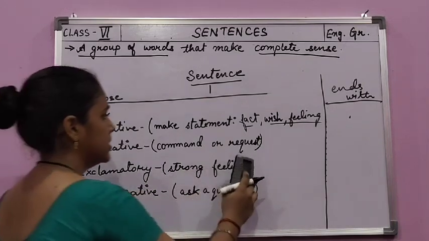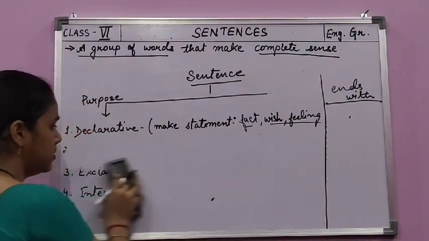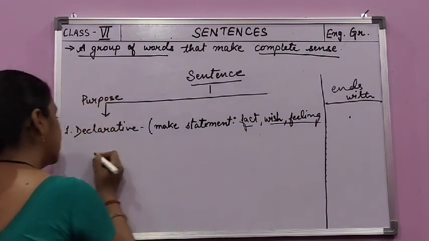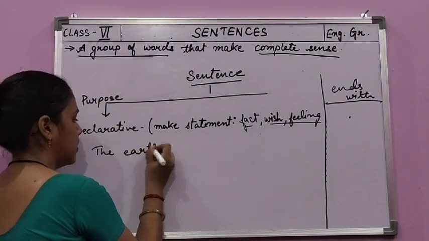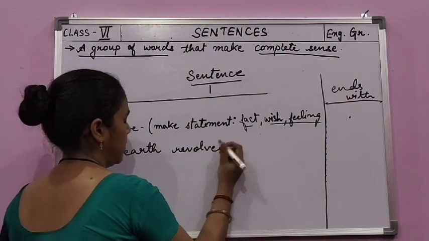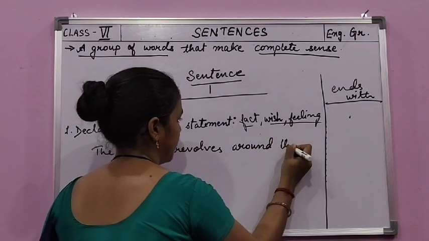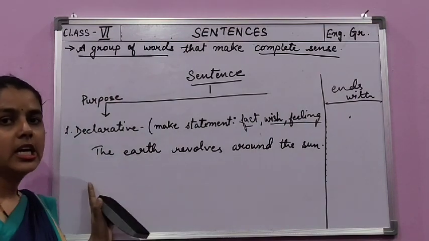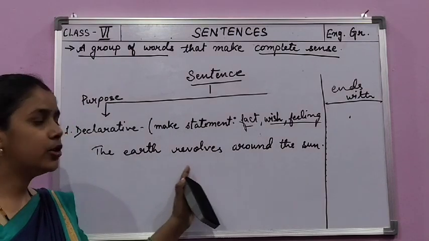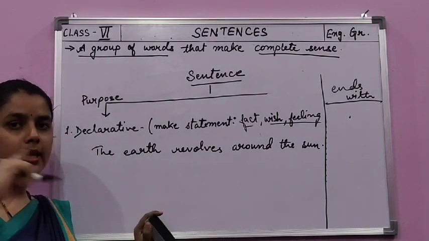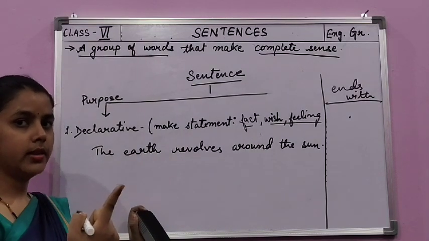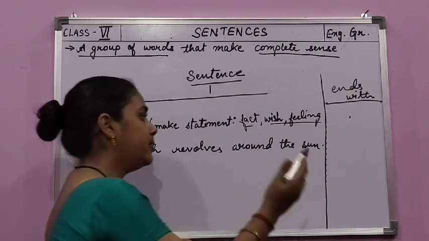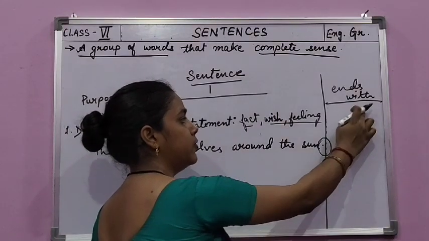Okay? So let's take for example a declarative sentence. Let's take a few examples. Declarative sentence जो कि एक fact बता रहा होता है. We have taken a statement: the earth revolves around the sun. मतलब earth जो है वो sun के इर्द गिर्द घूमता है, गोल चक्कर लेता है. Okay? So this is a fact. इसे कोई change नहीं कर सकता. ये सत्य है, ये एक सच्ची बात है. And the second thing is it is ending with a full stop. Fine?